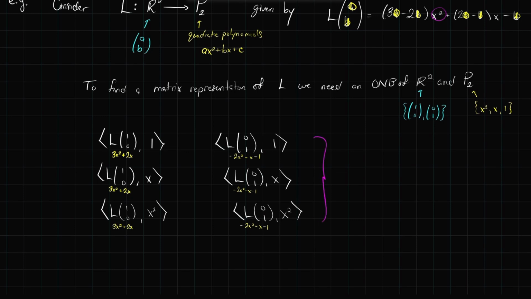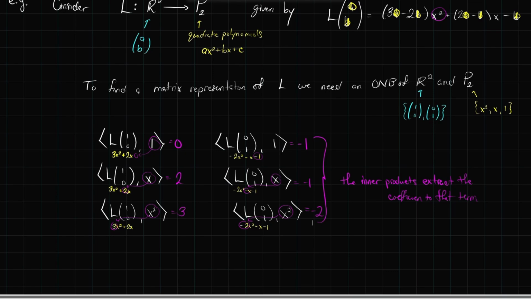And let's recall what these inner products mean. These inner products extract the coefficient on that term. So the inner product against 1, we're looking at the coefficient of 1 over there, which is 0. The inner product against 1, we're looking at the coefficient on 1, which is negative 1. The inner product on x, we're looking at the coefficient of x, which is 2. Against x, the coefficient is negative 1. Coefficient on x squared is a 3. The coefficient on x squared is a negative 2.